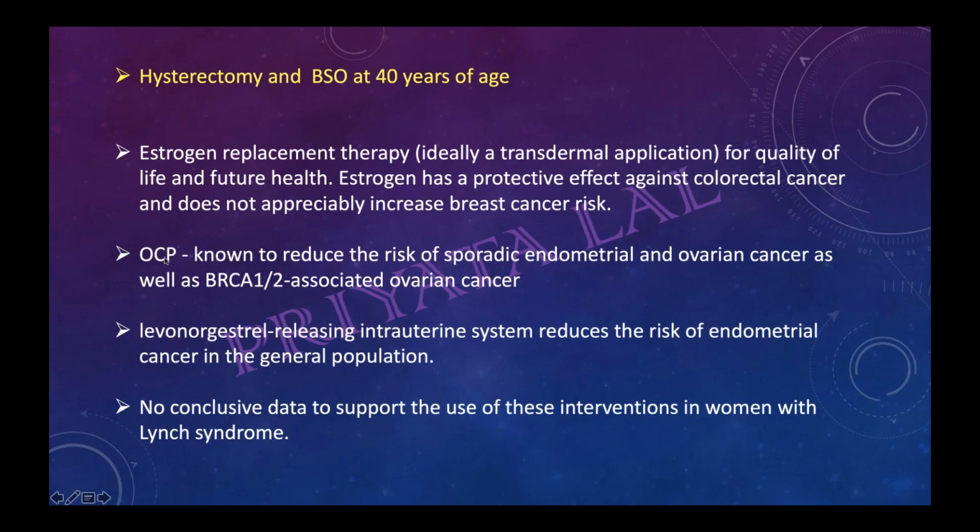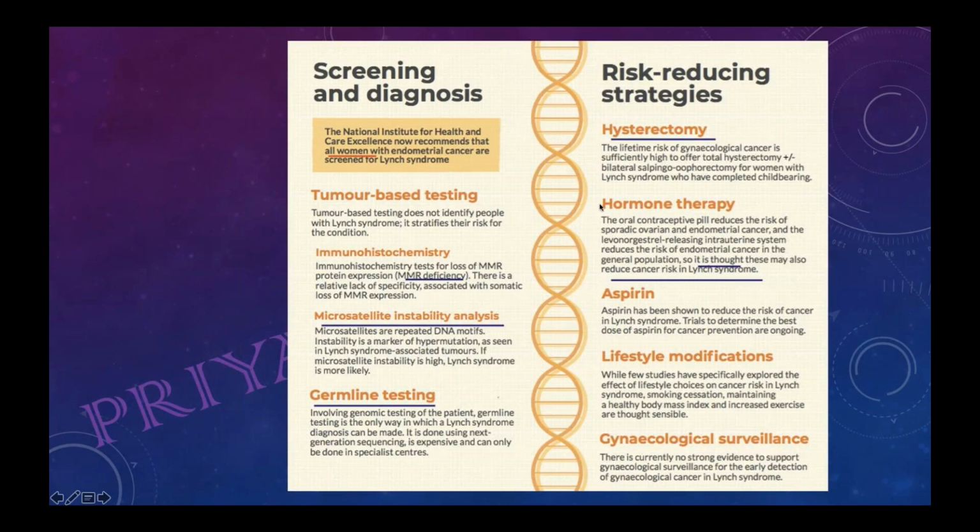Now, a few things the talk says: OCP usually reduces the sporadic risk of endometrial and ovarian cancer, and it also reduces ovarian cancer in BRCA mutation. LNG-IUS usually reduces the risk of endometrial cancer in the general population, but for these two strategies there is no conclusive data that these two interventions will be of any help in women with Lynch syndrome. You may get a question from this part also. So the conclusive data for these interventions in women with Lynch syndrome is not there. Now, a few things, this is a sum up.